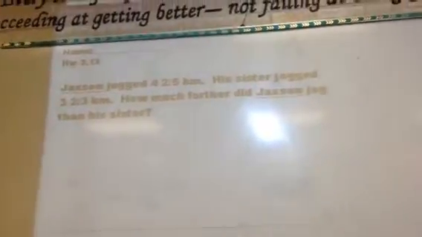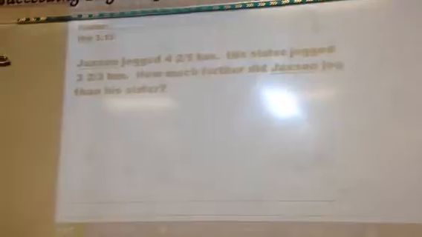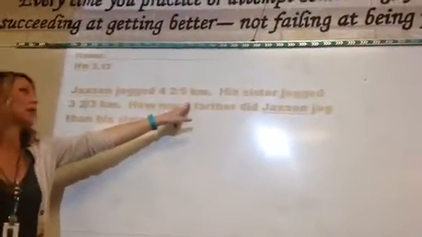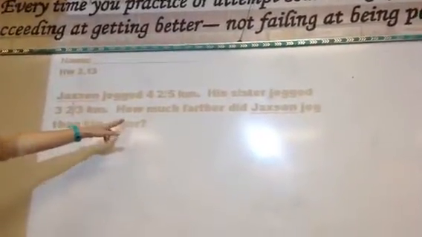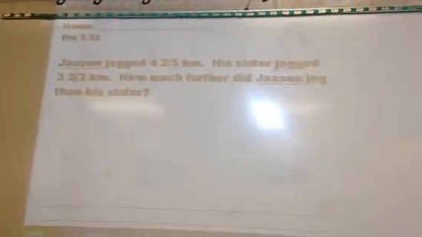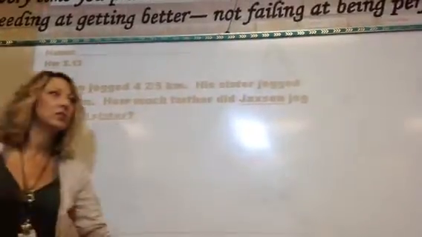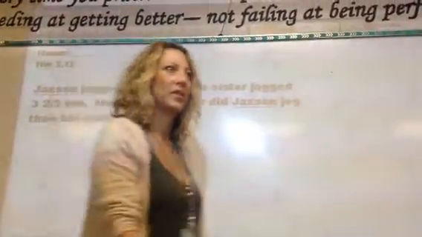Okay, your homework tonight is about Jackson, who was running from his sister. He was able to get further than her, 4 2/5 of a kilometer he ran. His sister only jogged 3 2/3 trying to catch him. How much farther did Jackson jog than his sister? What operation do y'all feel like we should do?